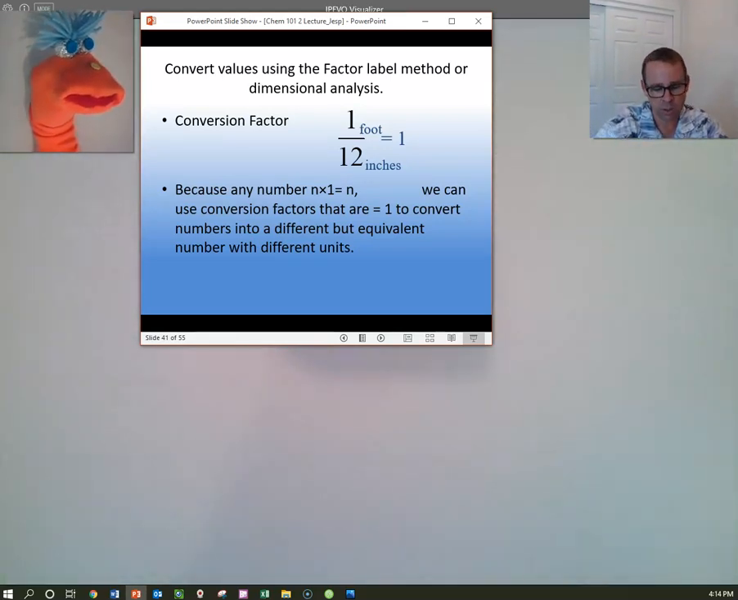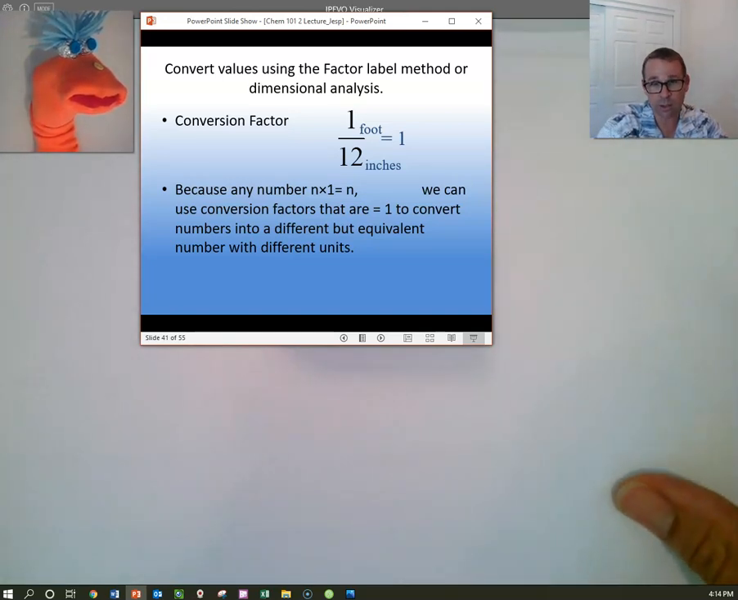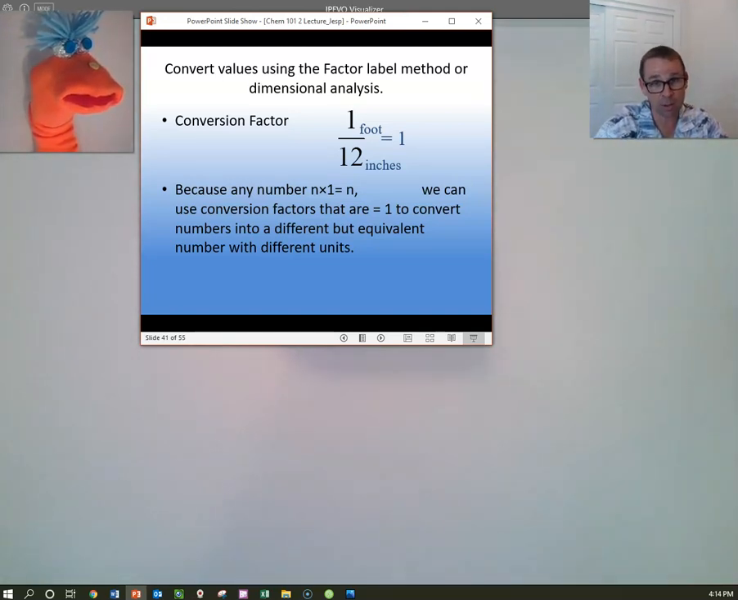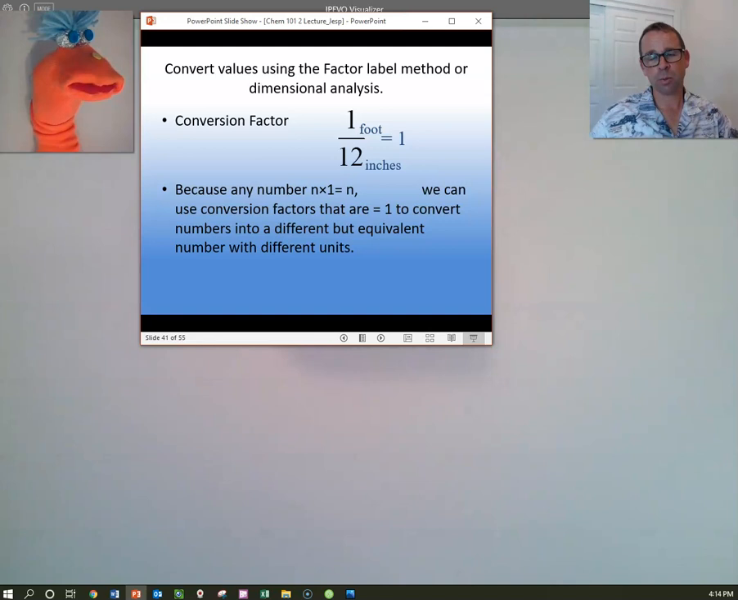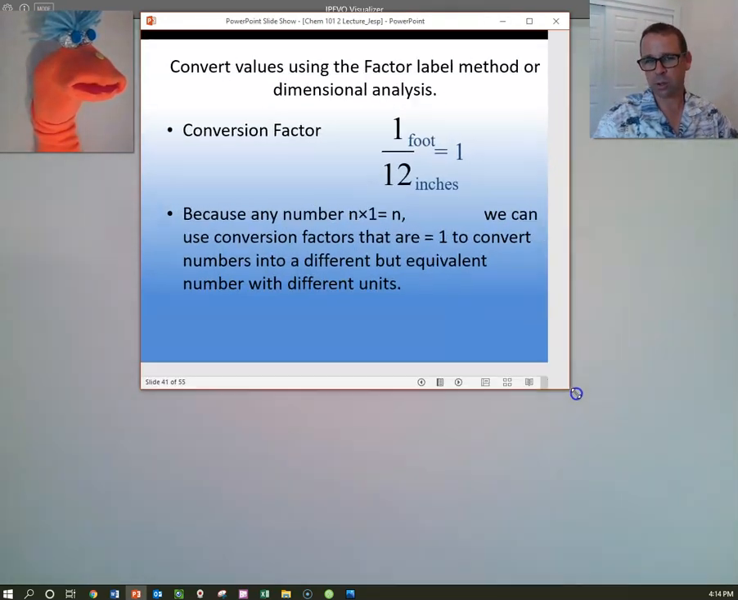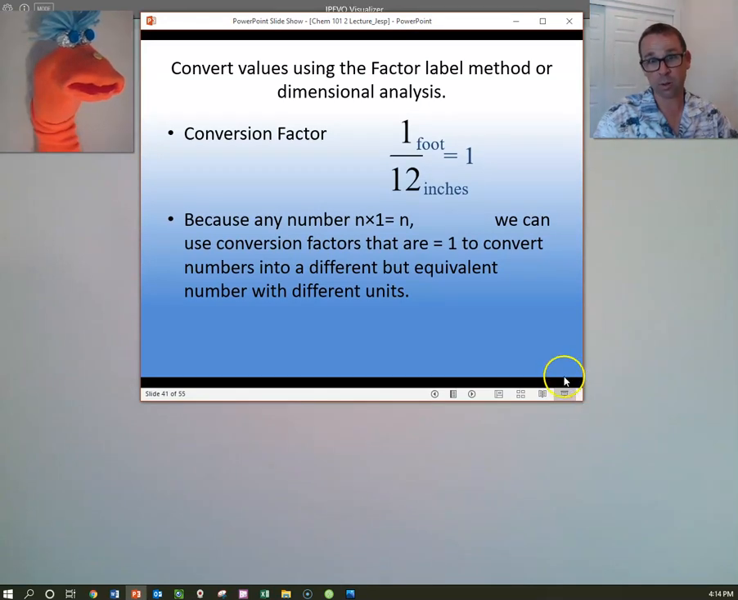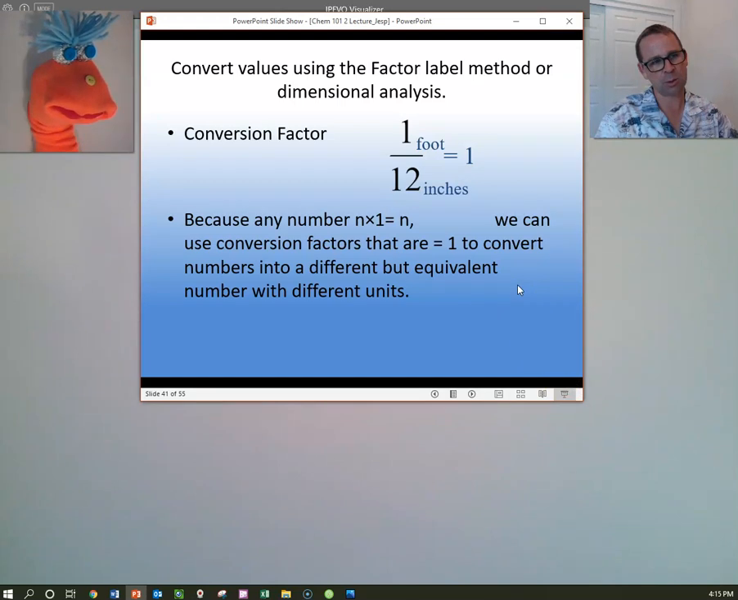What we're trying to do is use conversion factors so that when we come to a problem, and a problem is something we don't know how to answer, it's not something that we already know how to answer. If we can truly answer questions that we've never seen before using conversion factors, then the conversion factors become valuable to us.